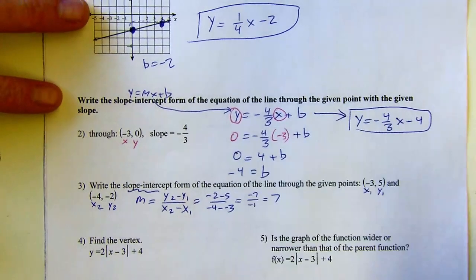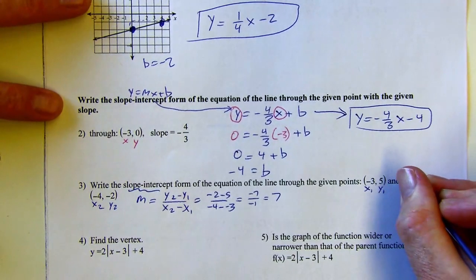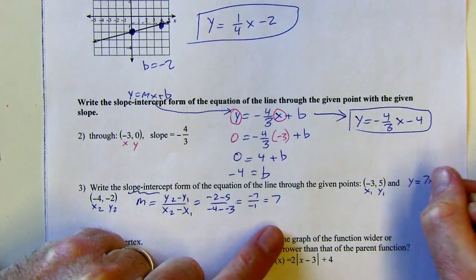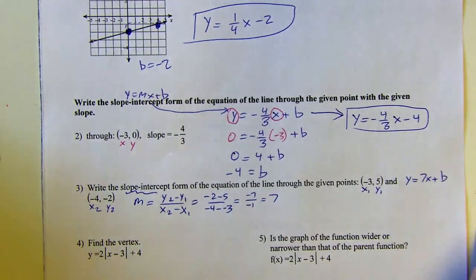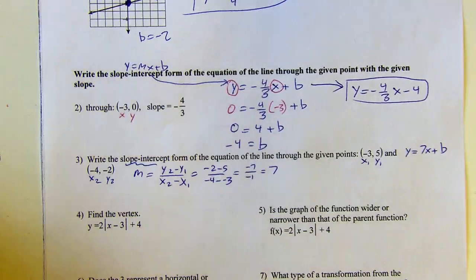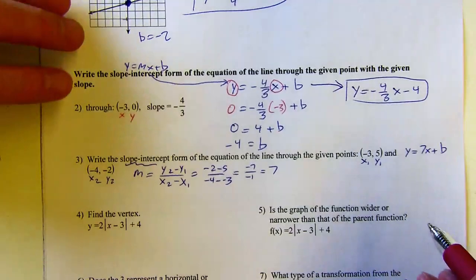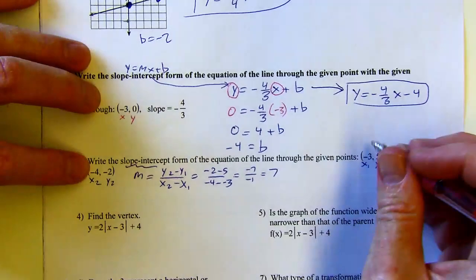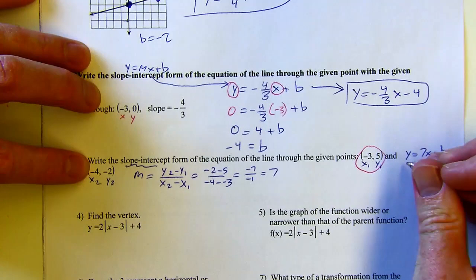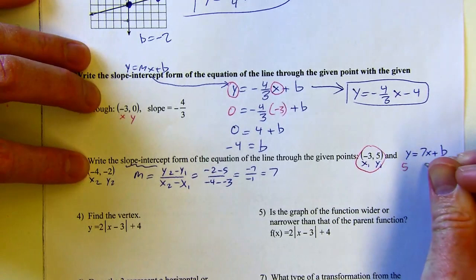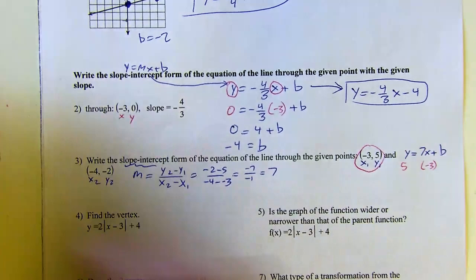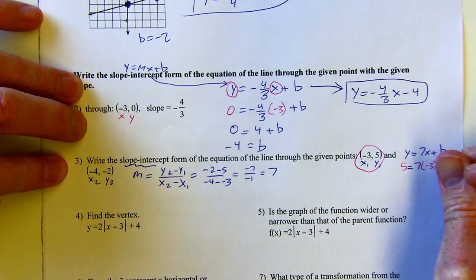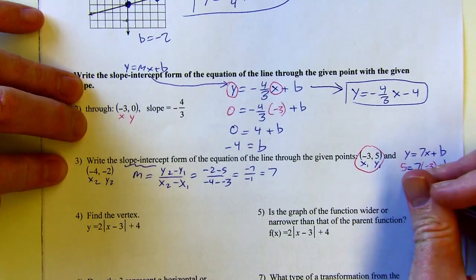So now, I didn't leave myself much space here. Let me use this space here. I know it's going to be y equals 7x plus or minus something. And just kind of the same way I did on the last problem, I'm going to plug in one of my xy pairs to find b. Which one? It doesn't really matter. You can use either one. I'm going to use this one. So I'll put in 5 for y and -3 for x. But if you use -4, -2 instead, you should have the same answer in the end.